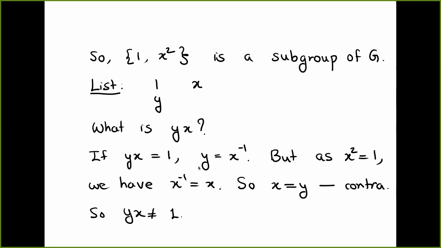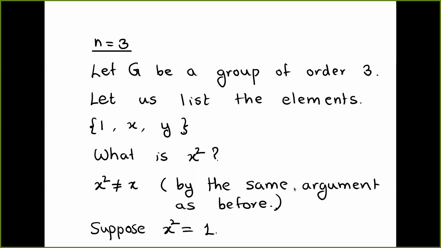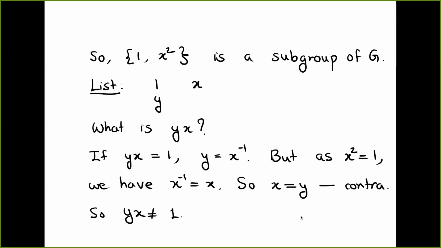If YX is equal to 1, then I see that Y is equal to X inverse. But X square is equal to 1. So that means that X is actually its own inverse. So X inverse is also equal to X. Just these two equations, Y is equal to X inverse and X inverse is equal to X, give me X equal to Y, but that's not true. We have assumed that 1, X and Y are distinct. So this is a contradiction. And so YX cannot be equal to 1.